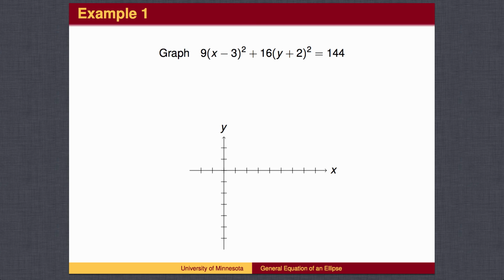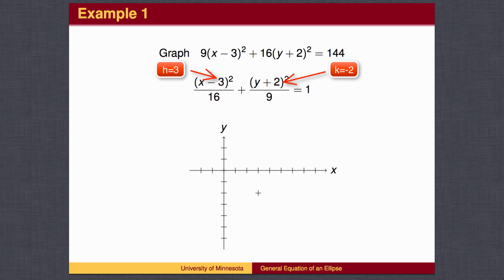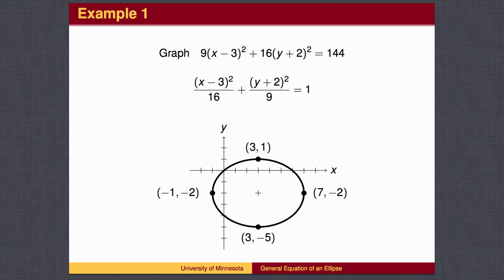For example, let's graph 9 times (x minus 3) squared plus 16 times (y plus 2) squared equals 144. We need the right-hand side equal to 1, so first we divide by 144 to get the ellipse in standard form. The center is at (3, -2). There will be vertices 4 to the left and right since the x squared term is divided by 4 squared. And there will be vertices 3 above and below center since the y squared term is divided by 3 squared. We can then sketch the ellipse.